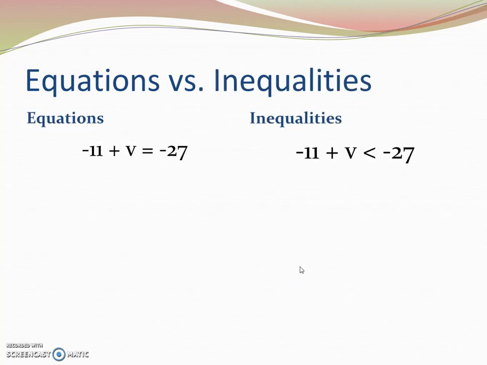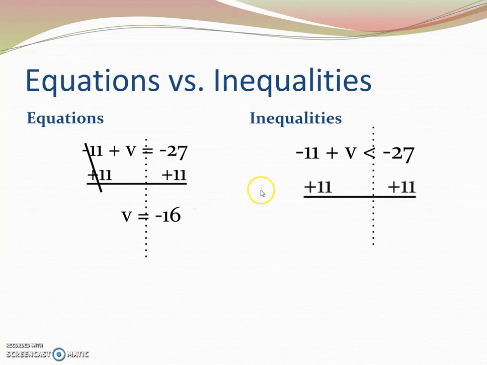So let's talk about equations and inequalities and the differences when we graph. Of course, when we solve this, we're going to add 11 to both sides, and that gives us v is equal to -16. And same for an inequality. I'm going to add 11 to both sides, and that gives me v is less than -16.